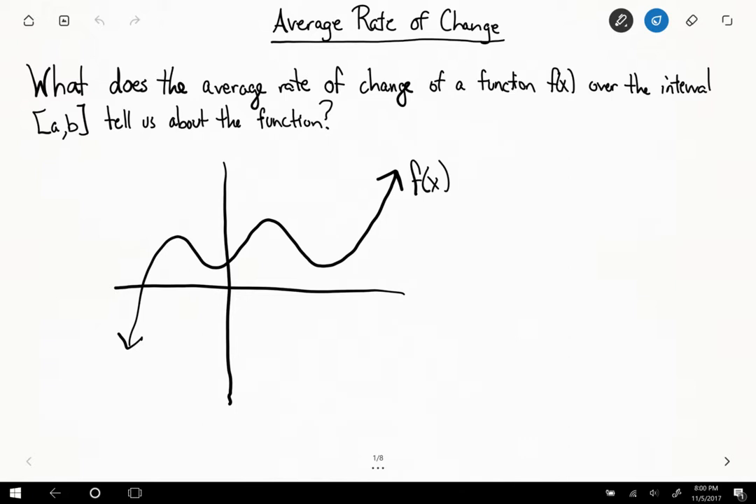Alright, tonight's live session we're going to be talking about average rates of change along with transformations of functions. So I'm going to go ahead and get started here.